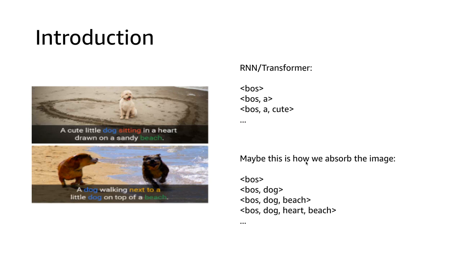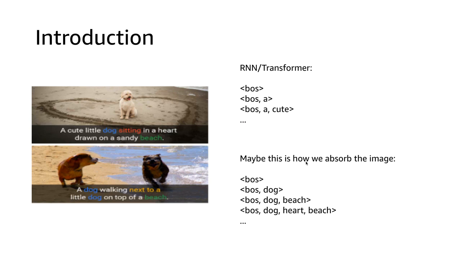It would start with the beginning of sentence token. It would generate the word A, and then conditioned on these two, it would generate the word cute, and it would go on to generate the rest of the sentence. But let's think about how we process this image as humans. We do two things. We think fast and we think slow, right? We think fast and see a dog. We think slow and then we see a heart, and then we put together a beach, right?